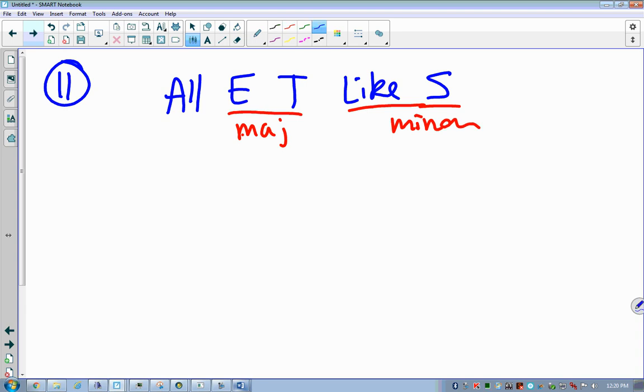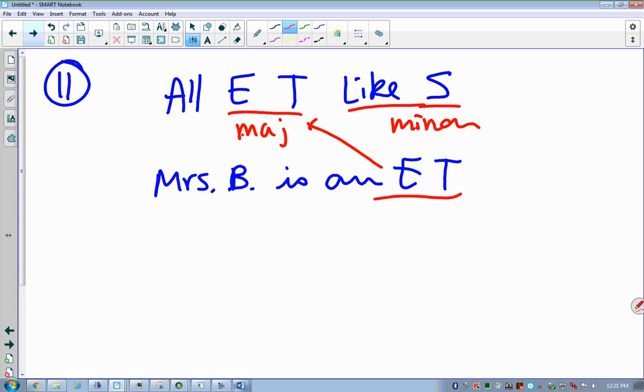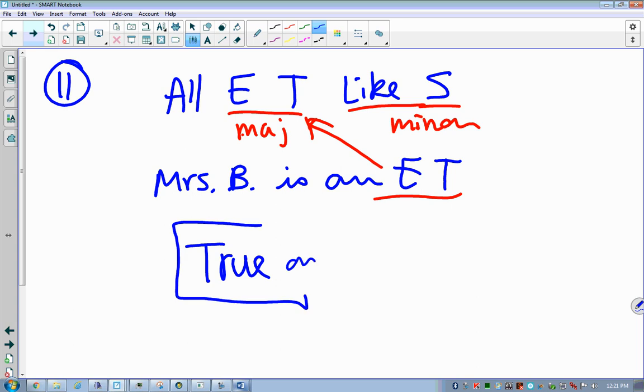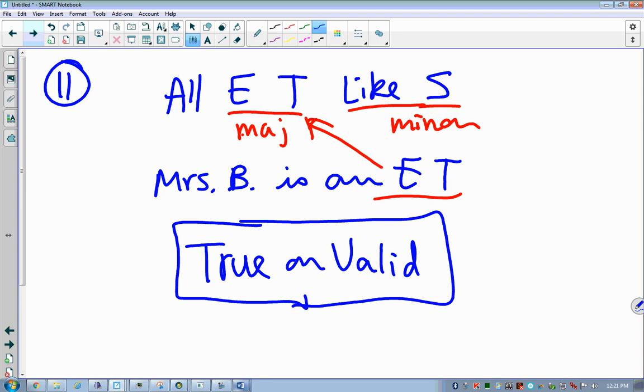Okay? So in their next statement, they say, Miss Backer is an English teacher. Therefore, Miss Backer likes Shakespeare. Because she's an English teacher, she's attached to the major premise, therefore assuming that she likes Shakespeare is a true statement. True or valid. If they had said Miss Baker likes Shakespeare, therefore she's an English teacher, that would have been invalid. All right, that's 11. I've got some time here, so let's go ahead and pick up another one.